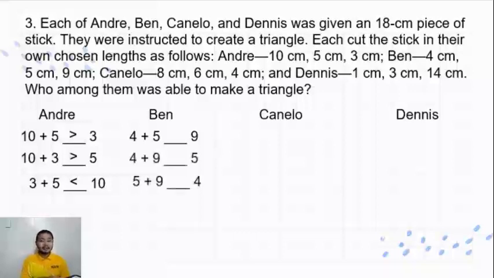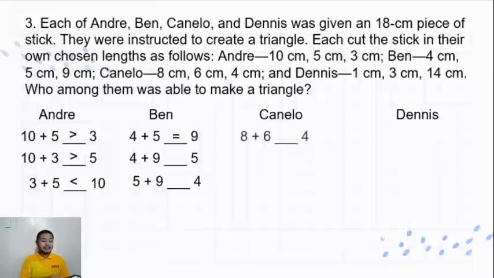So, doon tayo sa una, 4 plus 5, is it greater than 9? Hindi siya. Equal kasi. So, doon pa lang sa una, hindi na naging greater than yung sum ng dalawang sides. Equal lang siya. So, in that case, automatic, si Ben, hindi siya nakagawa ng triangle. Basta, kahit isa man dito, hindi naging greater than, automatic, hindi na siya makakagawa ng triangle.